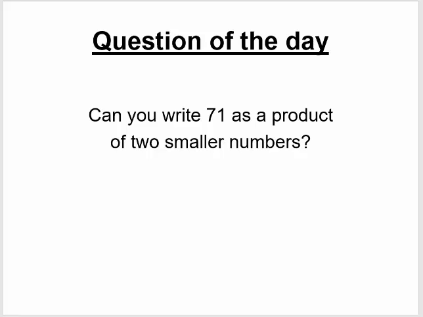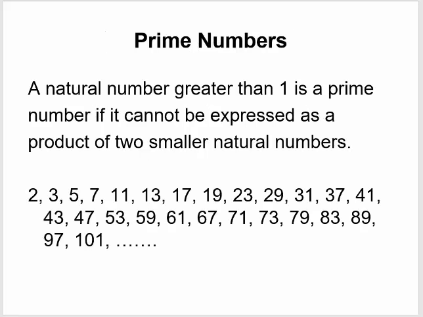It turns out that you cannot write 71 as the product of two smaller numbers. The only two natural numbers that multiply to be 71 are the numbers 1 and 71 itself. But 71 is not a smaller number. So when you have a case like that, where you can only divide a number by itself and 1, these are what we call prime numbers. A natural number greater than 1 is a prime number if it cannot be expressed as the product of two smaller natural numbers. The list I have here is all the natural numbers under 100.